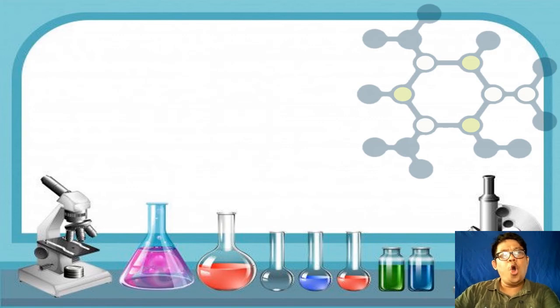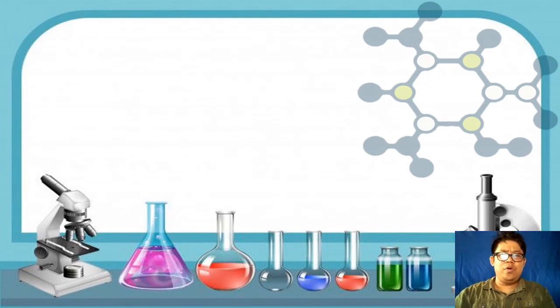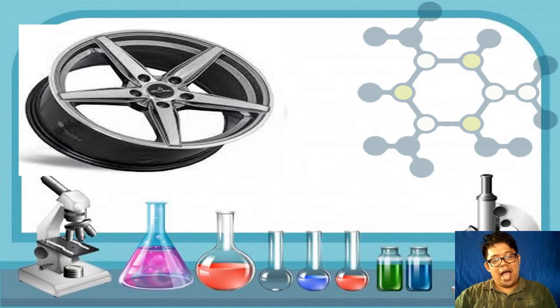Kapag sinabi naman nating homogeneous mixture, it is a mixture of two or more chemical substances where the different components cannot be visually distinguished. Its composition is uniform throughout the mixture. One of our example for homogeneous mixture is steel. Steel is a combination of iron and carbon. We have the alloy. Alloy is combination of brass, bronze, steel, and silver.